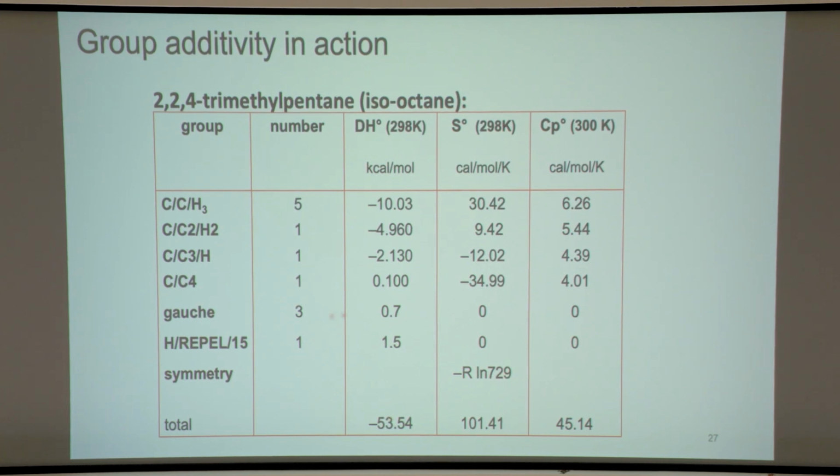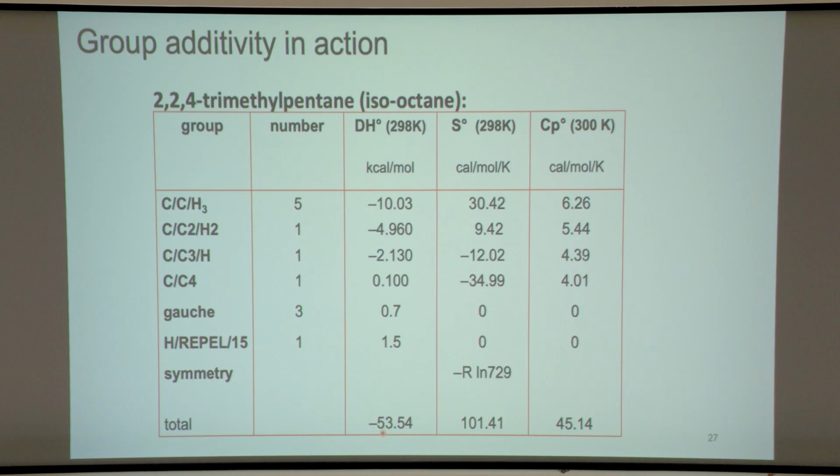Now let's say I missed the gauche and the 1,5. I'd probably be off. Instead of 53, I would have 56 or something, 57. So you'd be off by about 3 kilocalories per mole. Well, that's a pretty big deal. 1 kilocalorie per mole at 1,000 Kelvin is a factor of 2 on your rate constant.